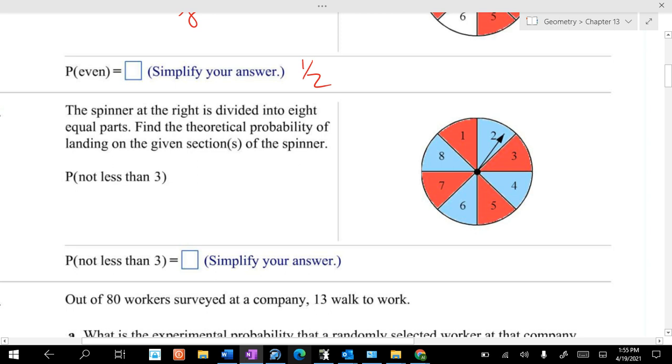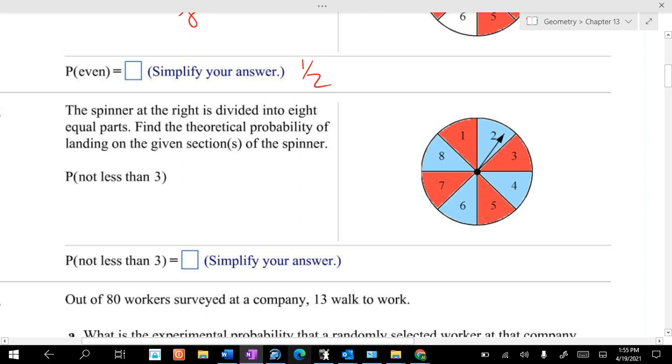Now think about it. Is 1 not less than 3? 1 is less than 3. Is 2 not less than 3? 2 is less than 3. Is 3 not less than 3? 3 is equal to 3. So is 3 less than 3? No, but 3 is equal to 3.